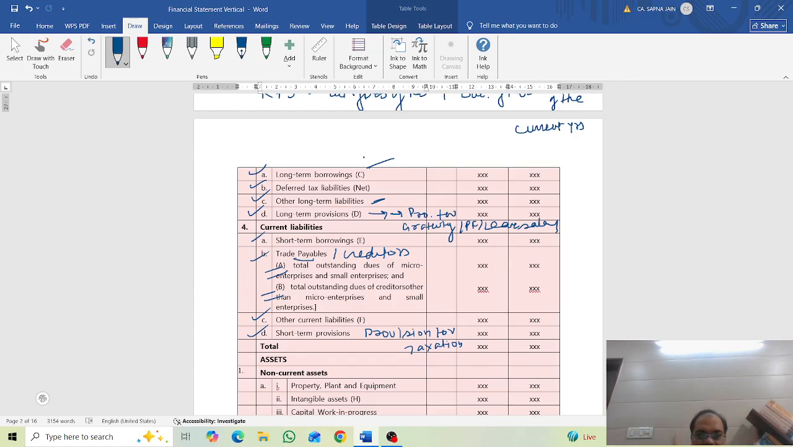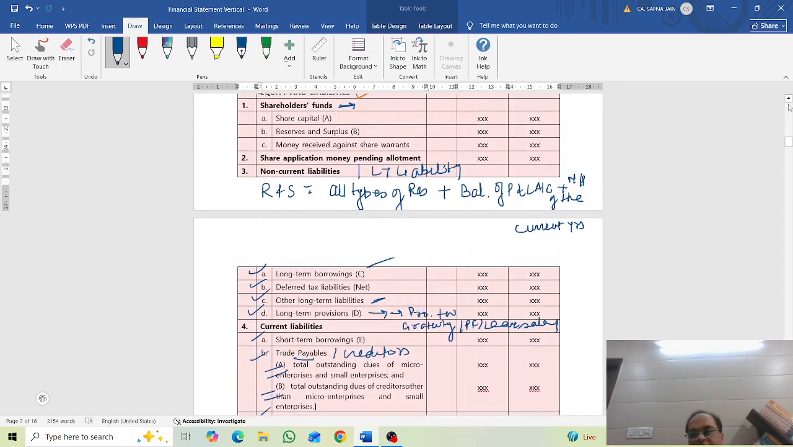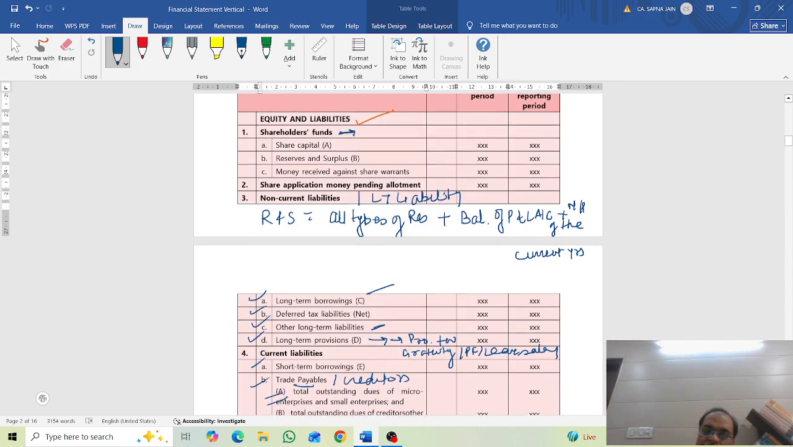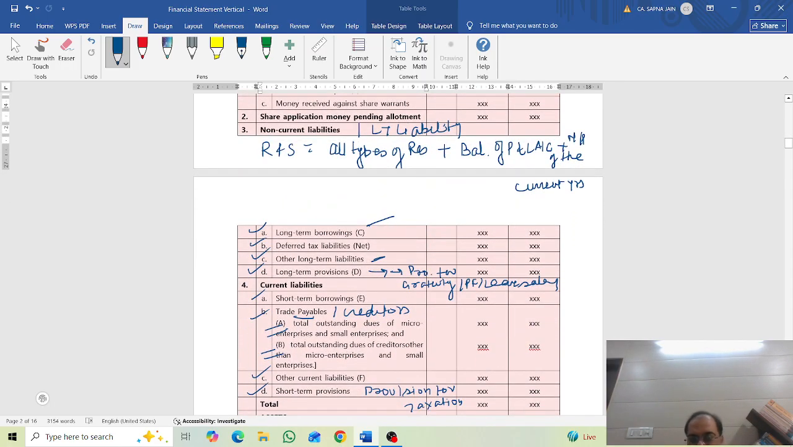So this is the liability side of the balance sheet. Under the liability side of the balance sheet, the major 4 components, 4 headings are there. Number first is the shareholder fund. Under the shareholder fund, 3 components are there. Number first, share capital. Number second, reserve and surplus. And number third, money received against the share warrant. Number second component, share application money pending for allotment, not very relevant for you. Number third is the non-current liability, and number fourth is the current liability. Under the non-current liability and under the current liability, again 4 components are there, and all are similar.